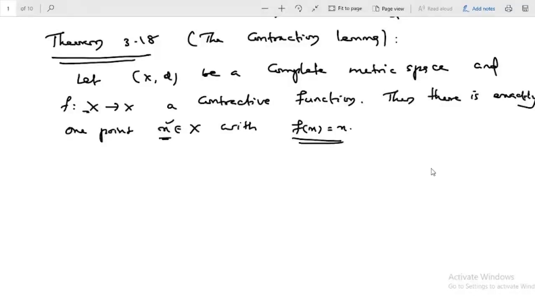Then there is exactly one point x belongs to X with f of x is equal to x.